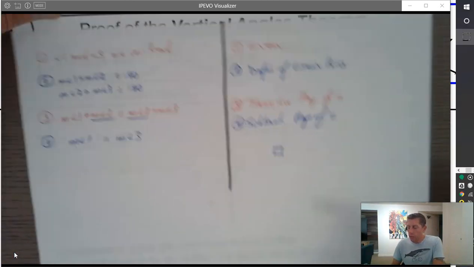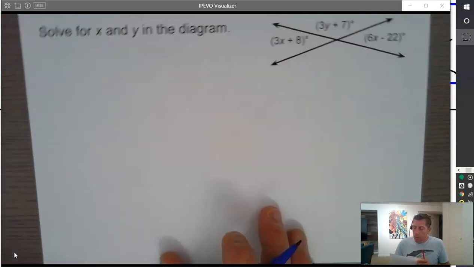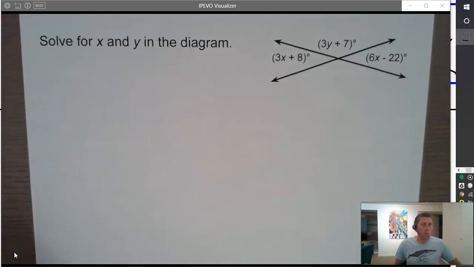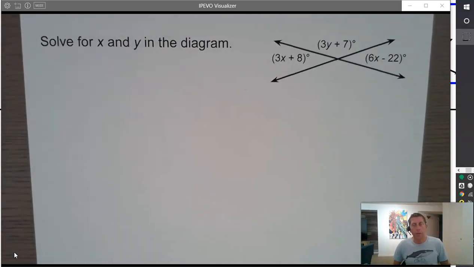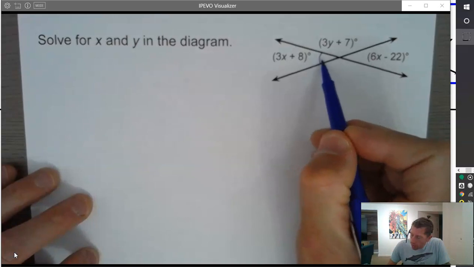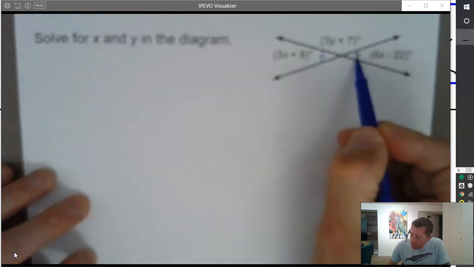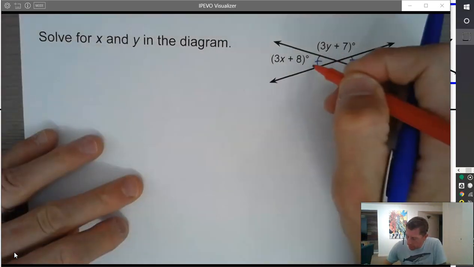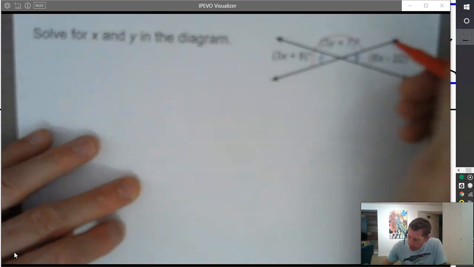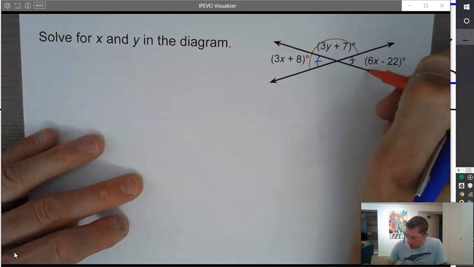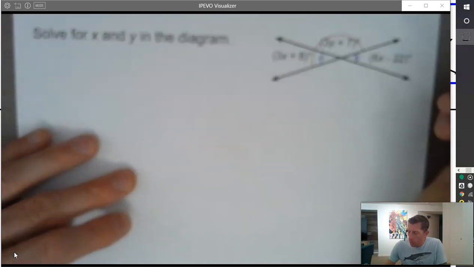Okay, now let's put the vertical angle theorem to work with this last problem. Okay, let's take a look and see what we can do with this one. Solve for x and y in the diagram. Okay, now I know with my vertical angle theorem right away that these two angles are congruent and equal to each other. I also know, based on my definition of a linear pair, that these two angles are supplementary and equal to 180. Same thing with these two angles. They're supplementary and equal to 180 also.